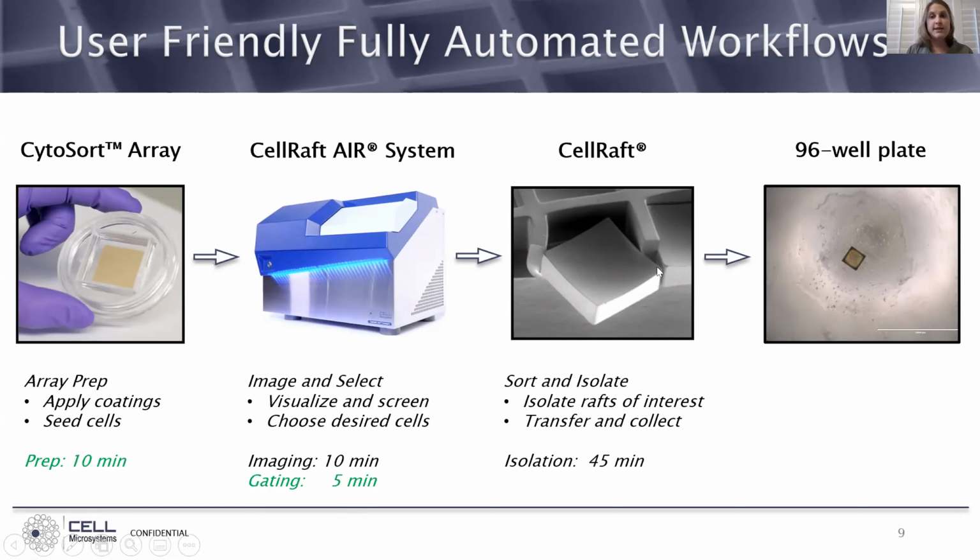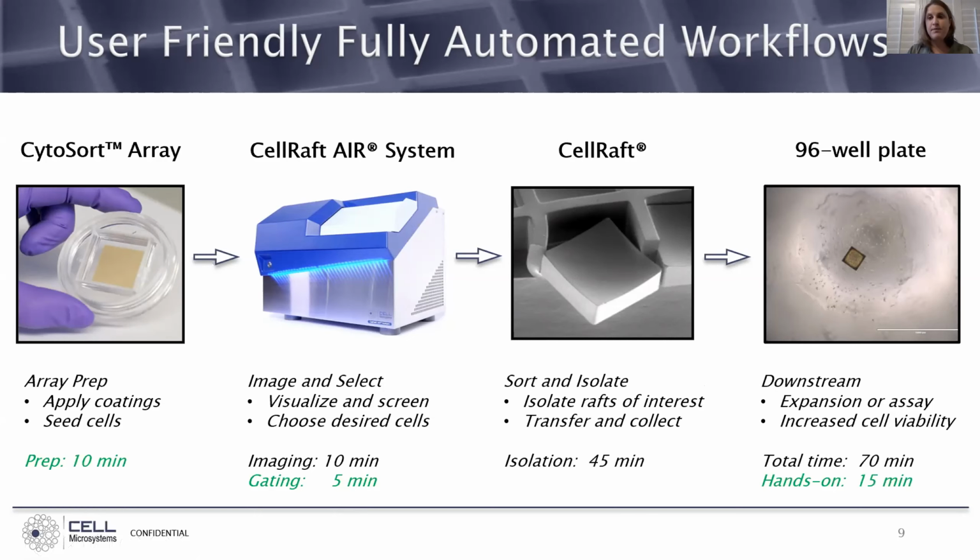Once you're ready to isolate your rafts of interest, you can sort and isolate them using our Cytometric software. You can isolate your rafts of interest, transfer and collect them to a 96-well plate, and you can fill a 96-well plate in about 45 minutes. Downstream, the possibilities are essentially endless.